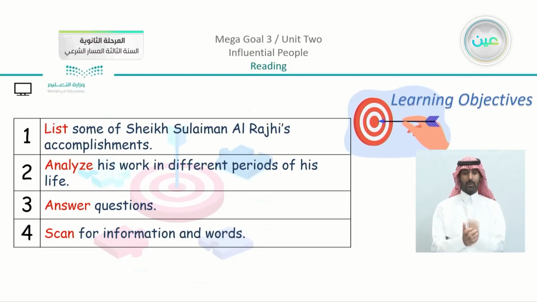Now the objectives of the lesson. First of all, number 1, to list some of Sheikh Sulaiman al-Rajhi's accomplishments. Number 2, to analyze his work in different periods of his life. Number 3, to answer questions. And number 4, to scan for information and words.